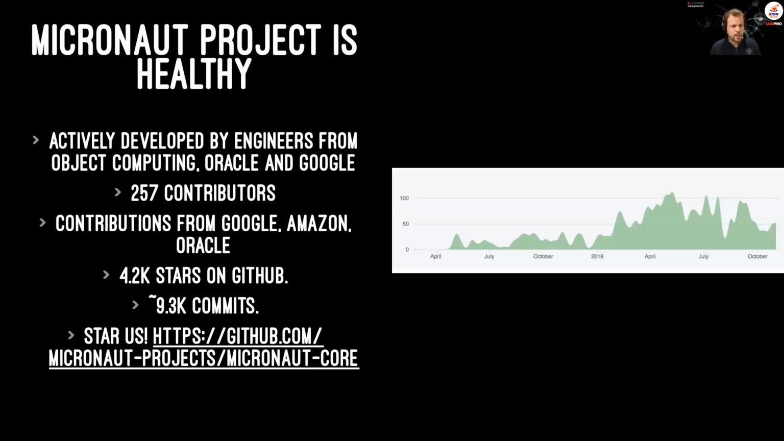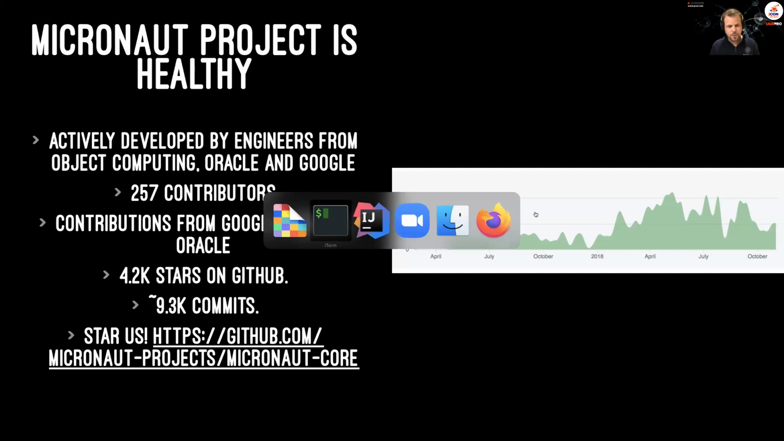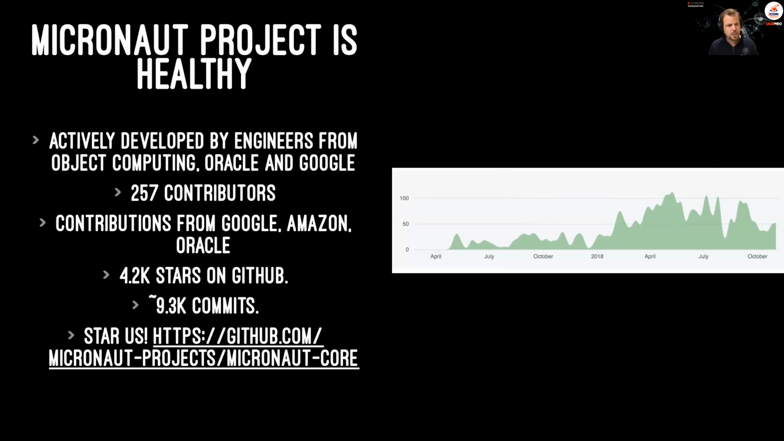In terms of the status of Micronaut itself, it's really a healthy project. It's actively developed by a variety of different organizations, from Object Computing to Oracle to contributions from Google and so forth. So, a very diverse set of committers working on the project, 4.2K stars on GitHub, a lot of commits, and that's through the link to the repo. So do star that repo and follow us on GitHub. So if we come back, it's still building my native image.